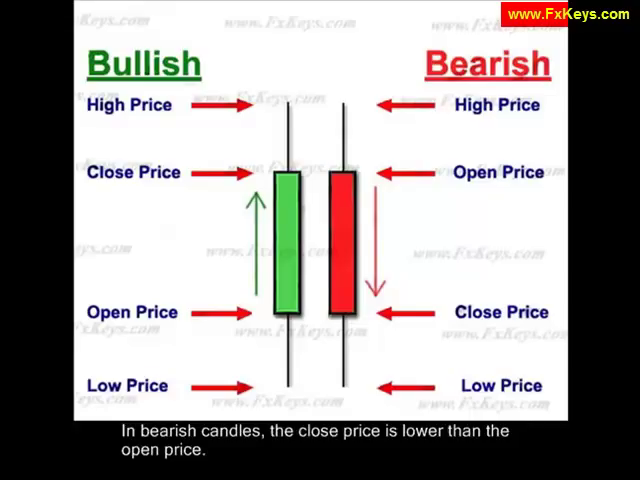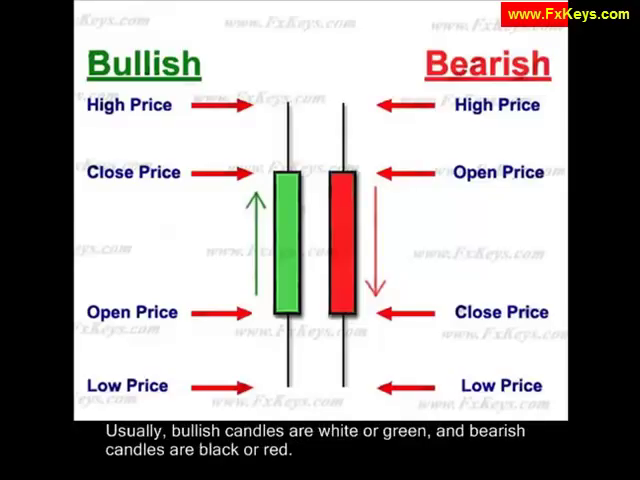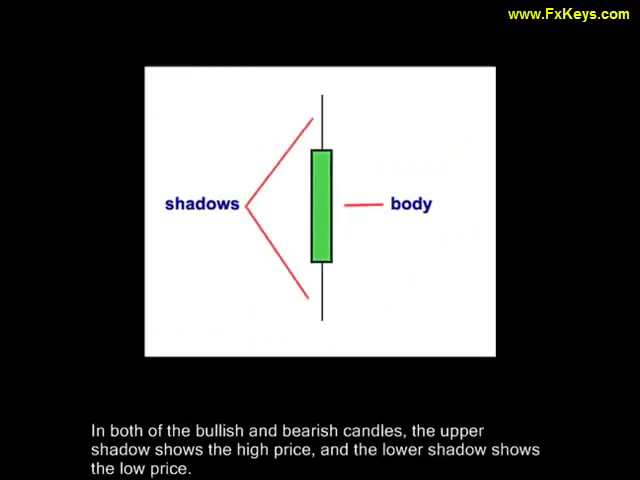In bearish candles, the close price is lower than the open price. To distinguish the bullish and bearish candles from each other, they are displayed with different colors. Usually, bullish candles are white or green, and bearish candles are black or red. In both of the bullish and bearish candles, the upper shadow shows the high price, and the lower shadow shows the low price.